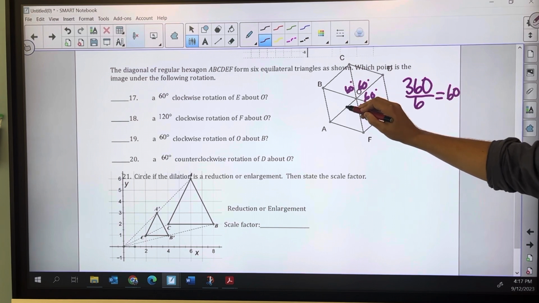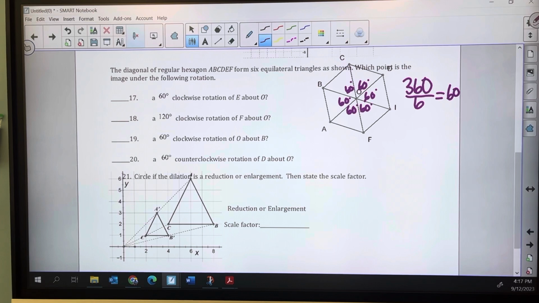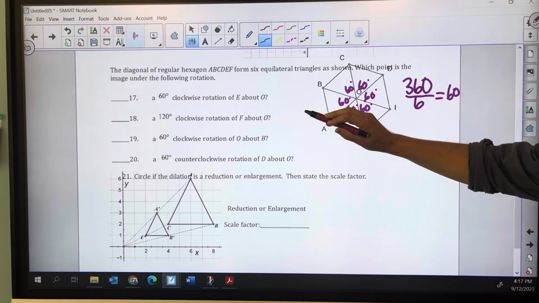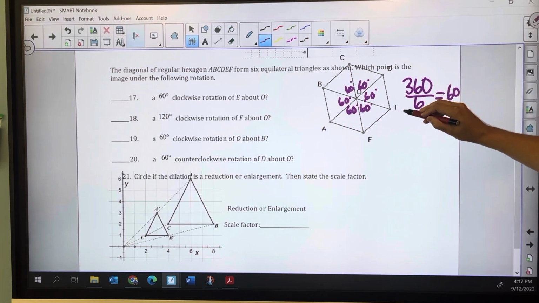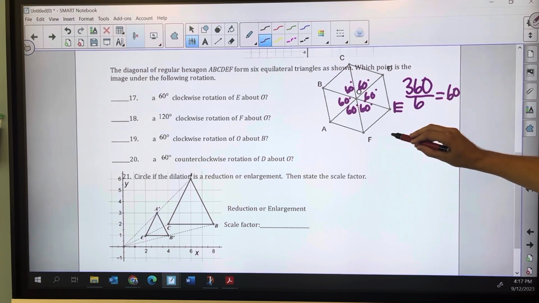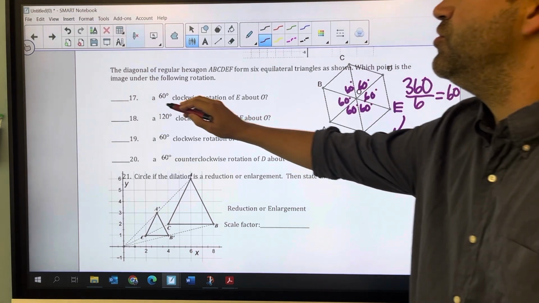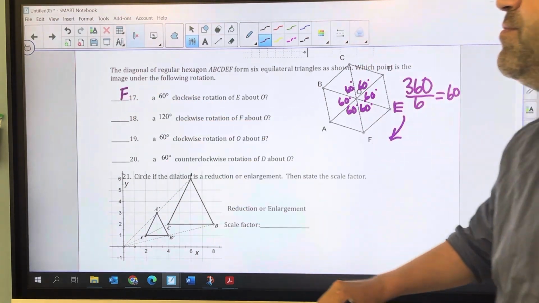Once we study triangles a little bit more, you'll also know that equilateral triangles all have angles that are 60 degrees. And you'll notice that each of those rotations is 60 or 120. We could also talk about 180 and any multiple of 60. So 60 degrees clockwise, E about O. So this one that did not print out correctly is E, and clockwise is going to take me this way. 60 degrees would take us to F.